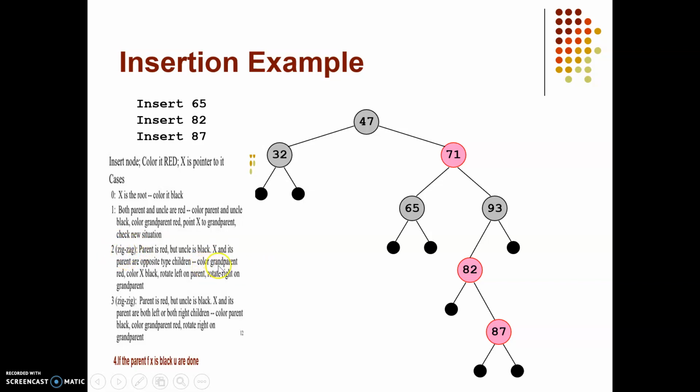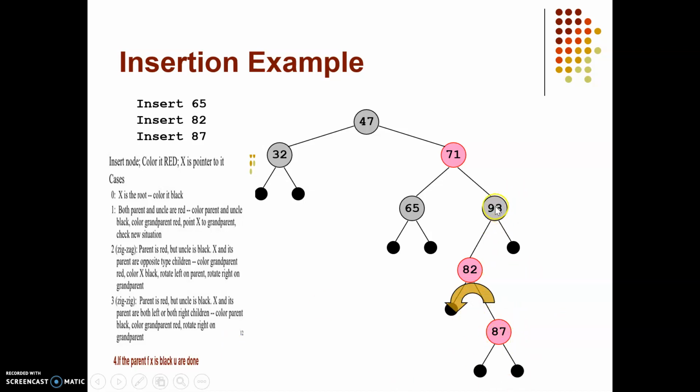What it says is color the grandparent red, that means 93 will be of red color, and color X as black, so 87 will be black in color. So first we identified that this is a zigzag case. Then we color the grandparent red and color X, 87, as black. Then we have to do certain kinds of rotations. Since the child is towards the left, we need to rotate the parent towards the right. Towards the right means 82 will come down. This is this kind of rotation.